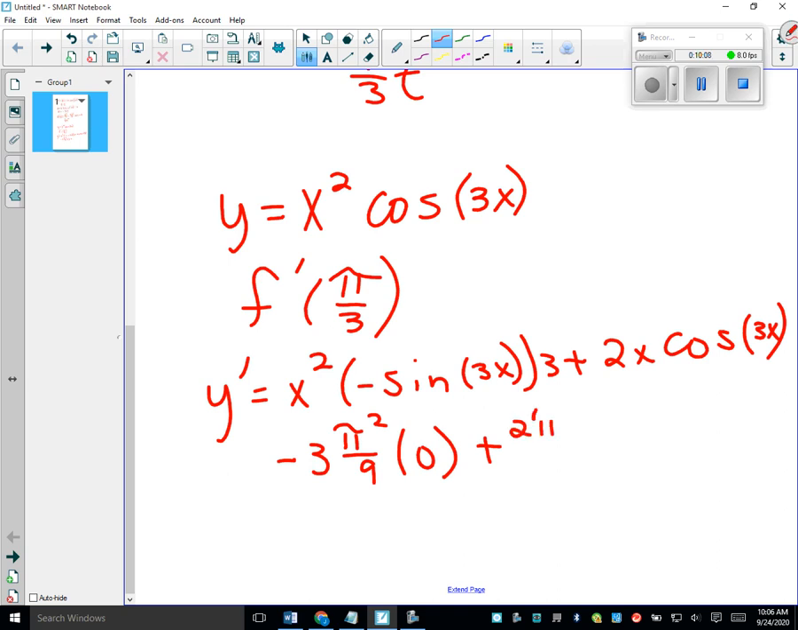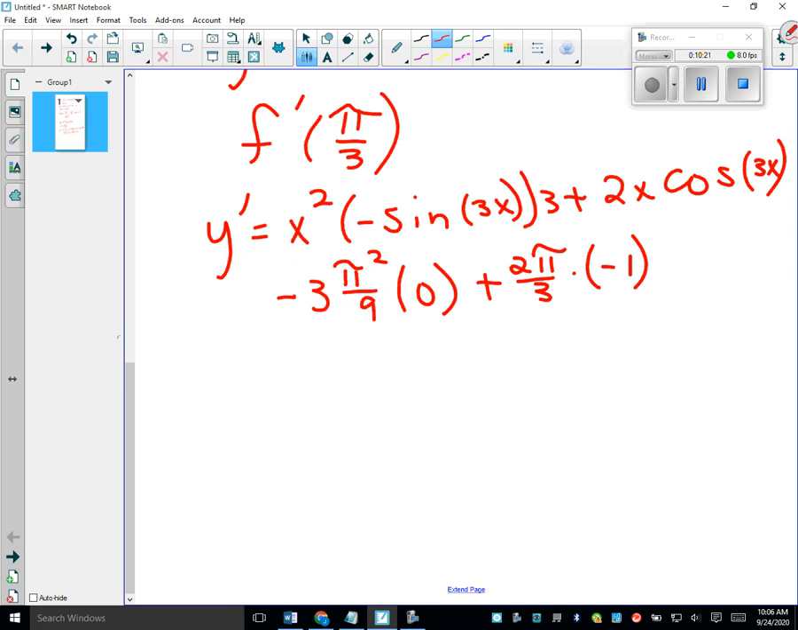2 pi over 3. What's the cosine of pi? Negative 1. I thought we were plugging in pi over 3. We are. Pi over 3 times 3 is pi. So we actually don't plug in the pi until we find the derivative. Yes. Where did you get the negative from? It's that squared. That's your 3 for the negative sign.